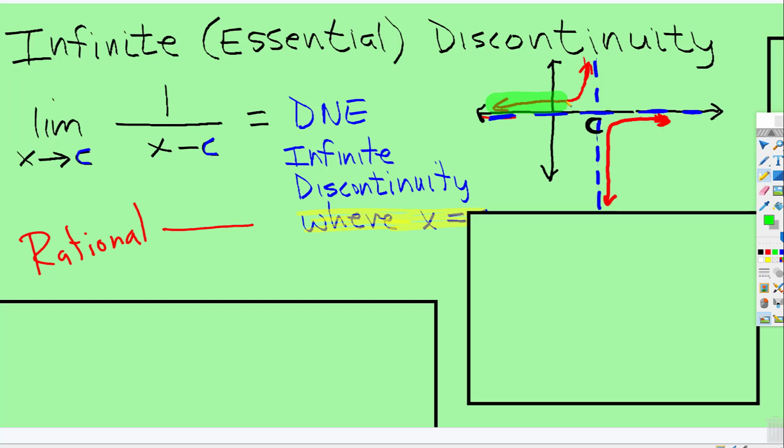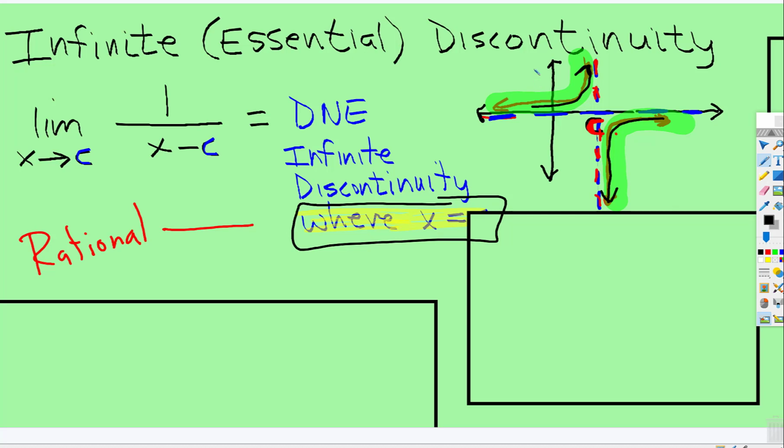And then notice, this graph goes like this, this graph goes like this, and where x is equal to c right there, these two things don't agree, and they're both headed towards infinity on both sides of that asymptote. So here's the asymptote. The graph on each side of that asymptote is headed towards infinity. So this is a specific type of infinite discontinuity, or essential discontinuity, where, in this case, again, x is equal to c.